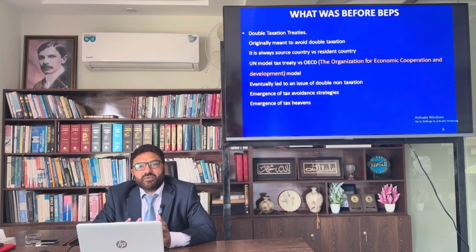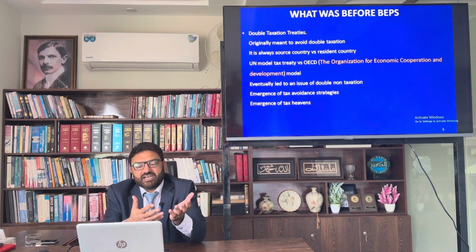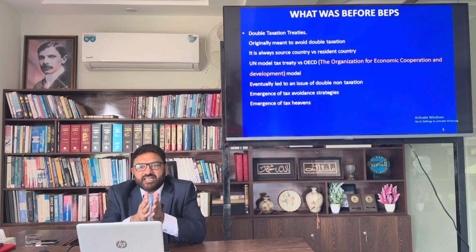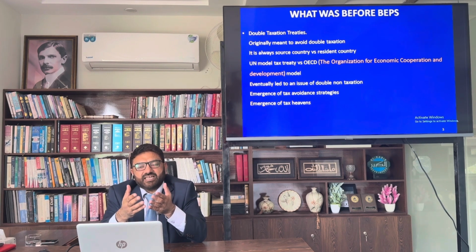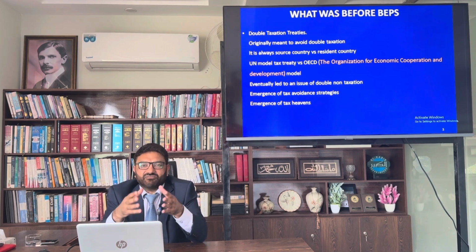What was before BEPS? There were double taxation treaties between different countries. A non-resident working in one country, earning a profit and shifting that profit to his motherland or home country, would pay tax in the working, profit-earning country, and then when he took the profit to his base country, that country also demanded taxation from him.